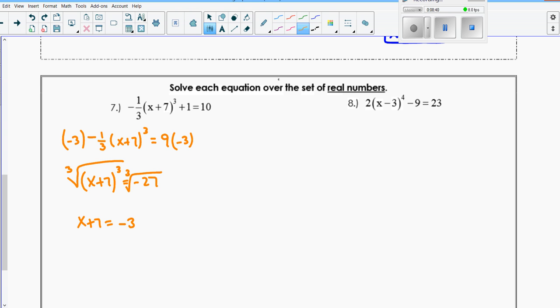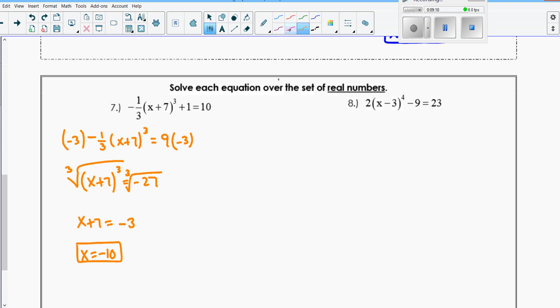So the answer would be negative 3. Notice my answer is not plus or minus, because if I cube a negative number, I get a negative, whereas if I cube a positive, I get a positive. So there's only one way that I can get negative 27. It would be negative 3 times negative 3 times negative 3. Only even exponents is what we have to worry about. So then if I subtract 7, negative 3 minus 7 is negative 10. One solution.